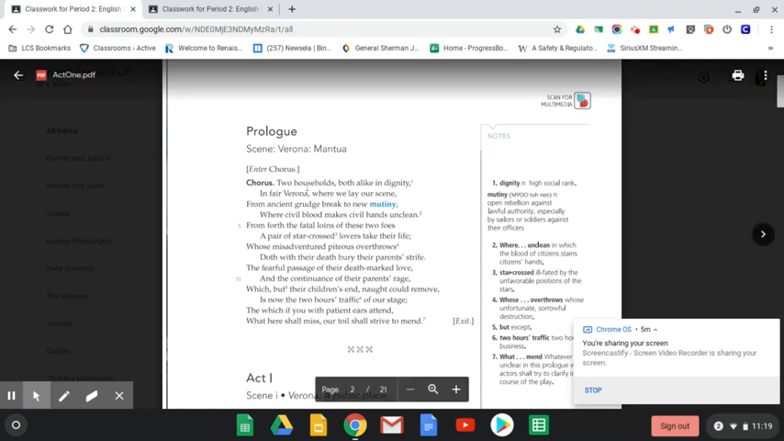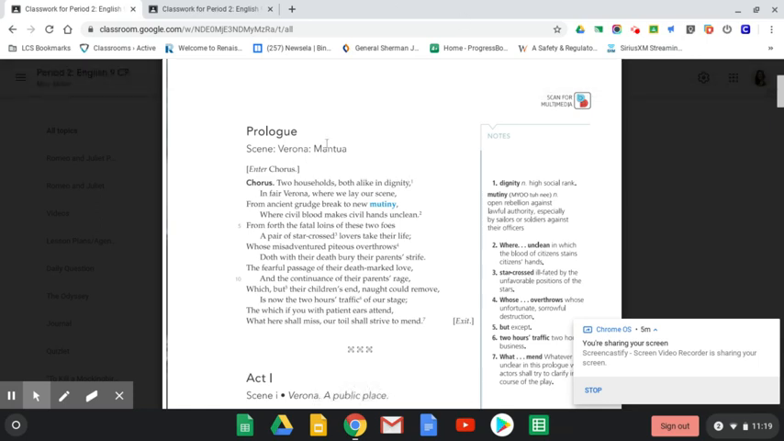So it says two households, both alike in dignity. So again, as I told you, there were these two distinct families. The Montagues, that's what Romeo's a part of, and then the Capulets. They're two different households, and they're both alike in social class. So they're both from a similar class. I'd say they're higher middle class in their ranking. And again, this is in Verona, where we have our scene. So again, it's letting us know a little bit about our setting and exposition information.